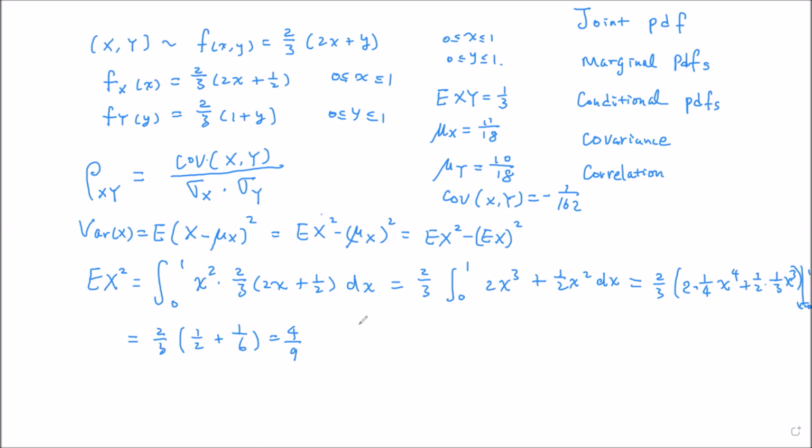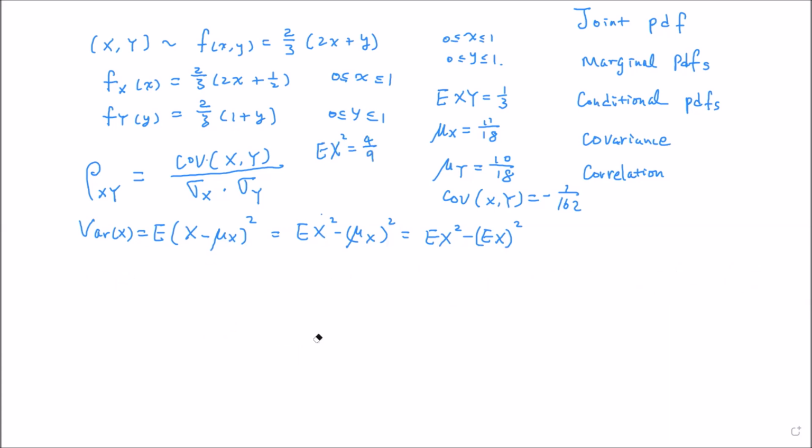Let's put it somewhere: E of X squared equals 4/9. Okay, variance of Y. Hey, I actually didn't finish that yet. So the variance of X is E of X squared minus E of X, squared. That's 11/18 squared.